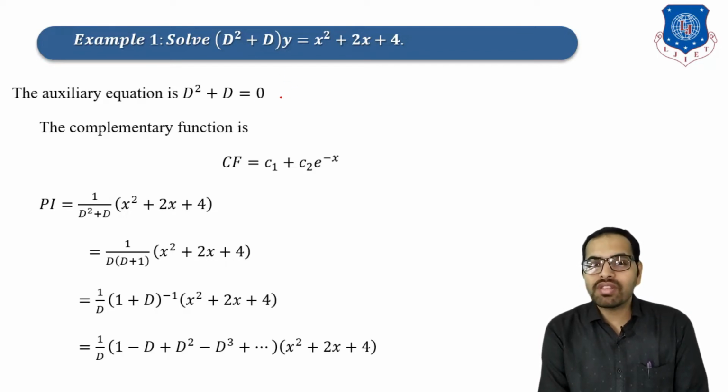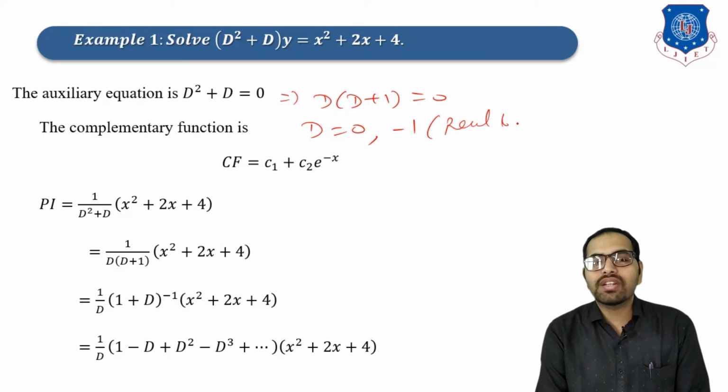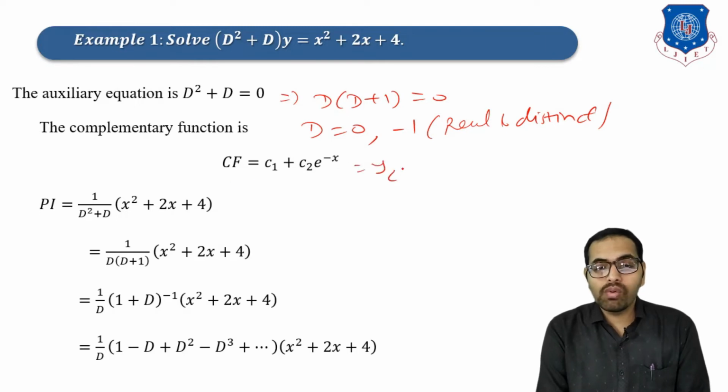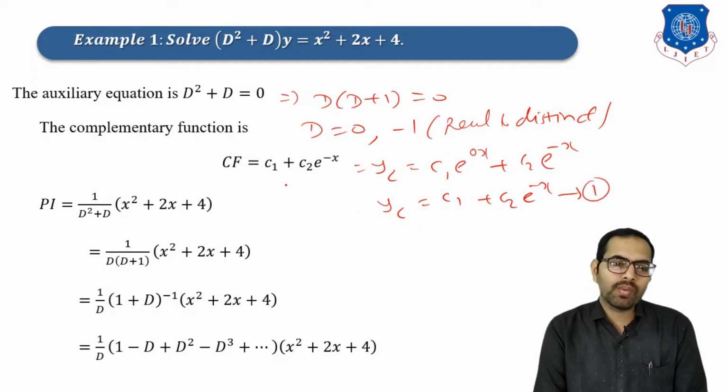For that we require the auxiliary equation, which is D square plus D equal to 0. Taking D common, D into D plus 1 equal to 0, so our roots become 0 and minus 1. Here we apply case 1, roots are real and distinct. Then yc equals c1 e raised to 0x plus c2 e raised to minus x. Here the value of e raised to 0 is 1, so obviously our yc becomes c1 plus c2 e raised to minus x. That is equation number 1.